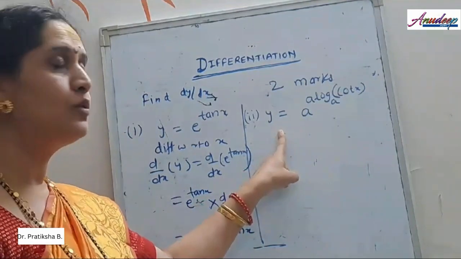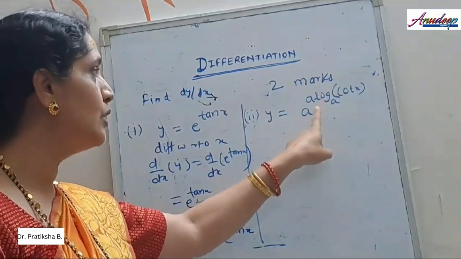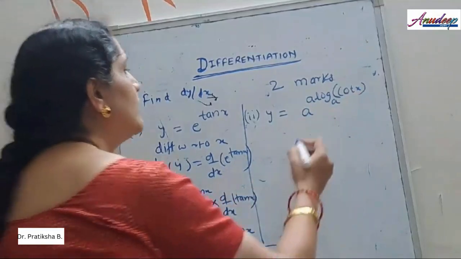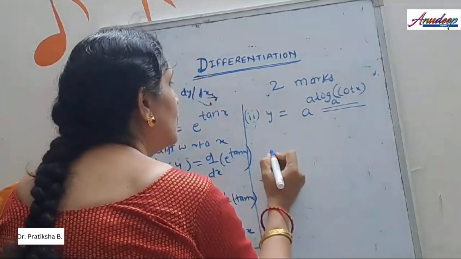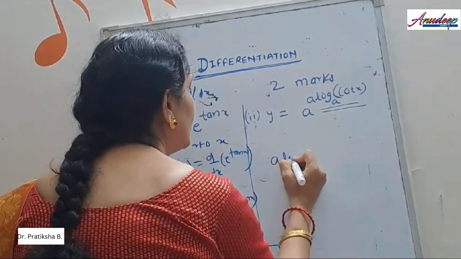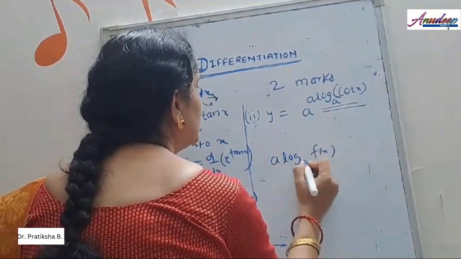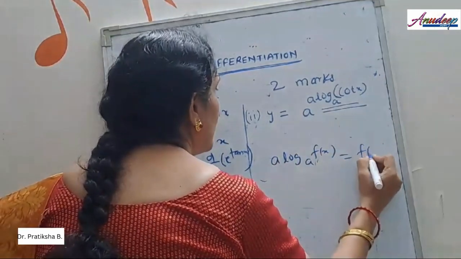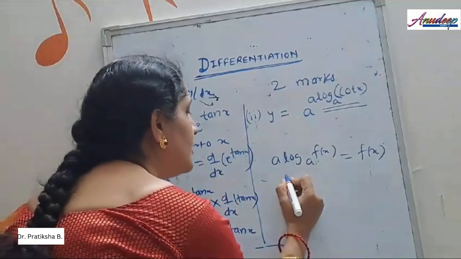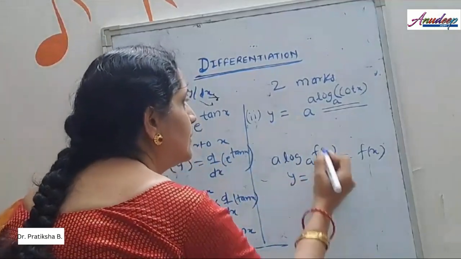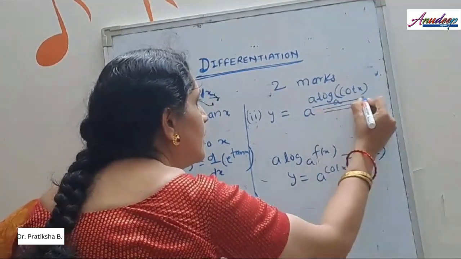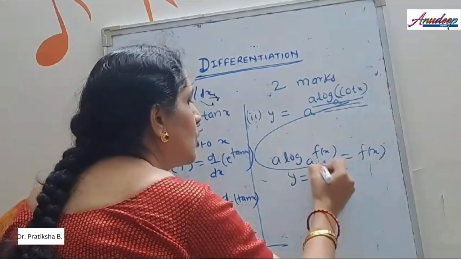Here, what is given to you? y is equal to a raised to log cot x to the base a. You must be knowing the formula that a raised to log of f(x) to the base a is equal to f(x). You can use this formula directly here. So this problem will reduce to y is equal to a raised to simply cot x. This whole term will reduce to cot x.